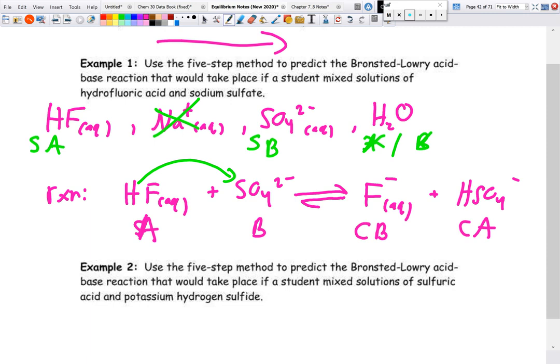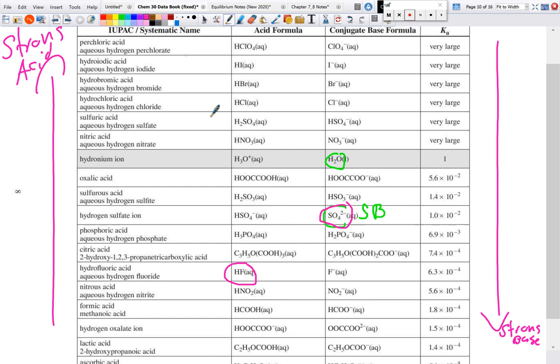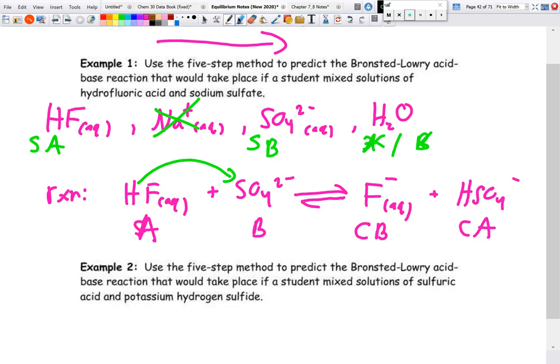Now, this is everything there. The last thing that we need to do is predict the position of equilibrium, and we'll notice our strong base is above our strong acid right here, and as we went over before, that means our reactants are favored.